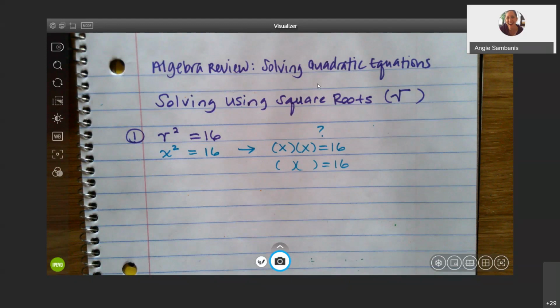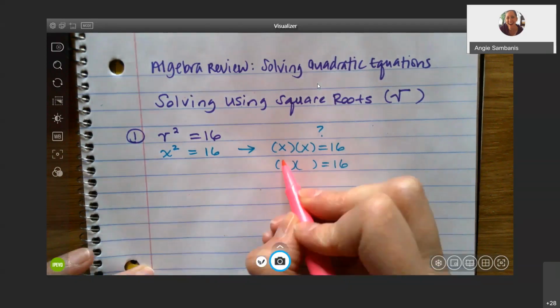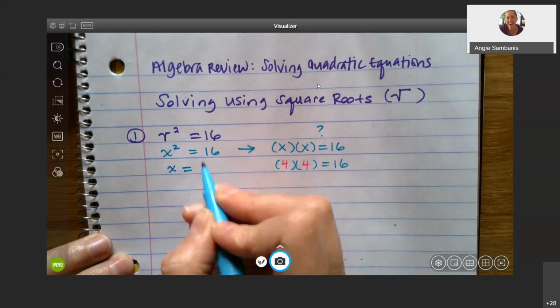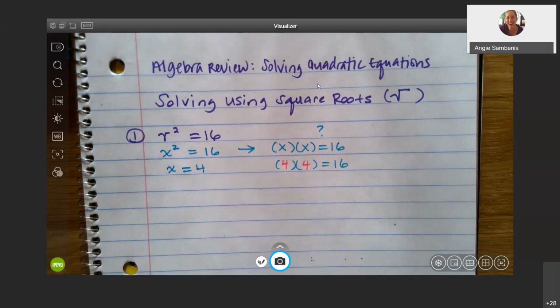So what times itself equals 16? The answer is 4. 4 times 4 is 16. So one of our values that makes this equation true is 4. There's actually one more.